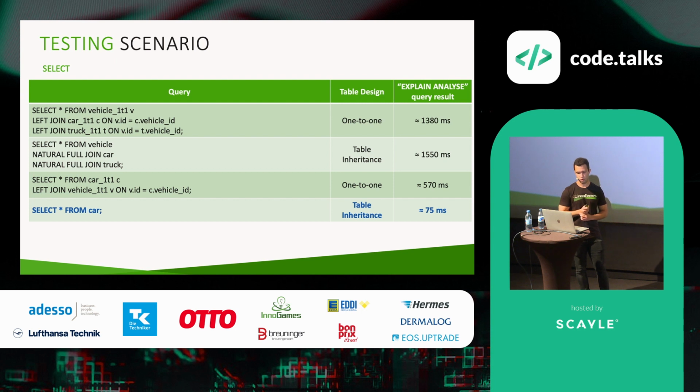Then we also have the select queries, and yeah, they will be the most common because that's what you do, you retrieve data every time. And if you want to get all the data all together on the one-to-one relationship, it took approximately 1.4 milliseconds. If I do that with the natural full join on the table inheritance, it's a bit more than 1.5 milliseconds, so that's slower. Okay, why am I listing that as a positive fact?